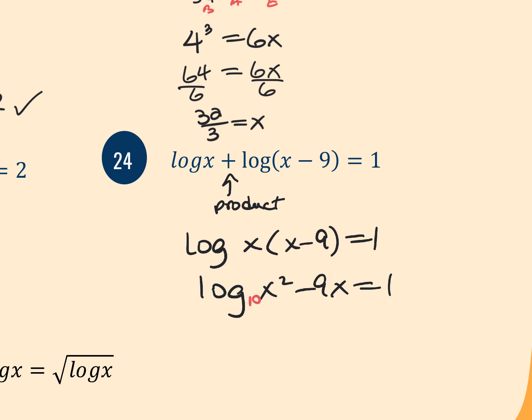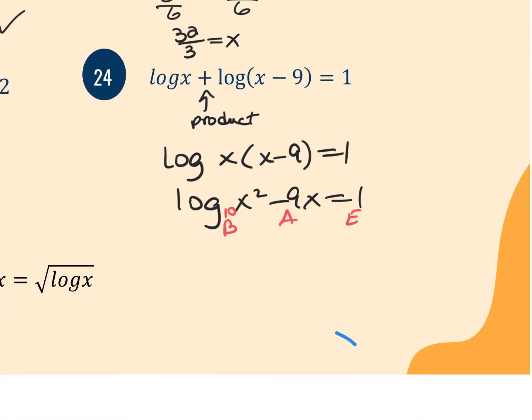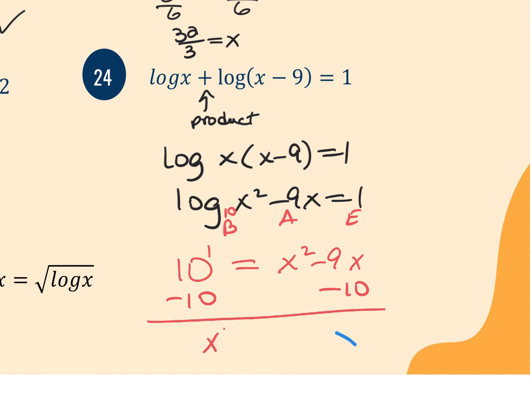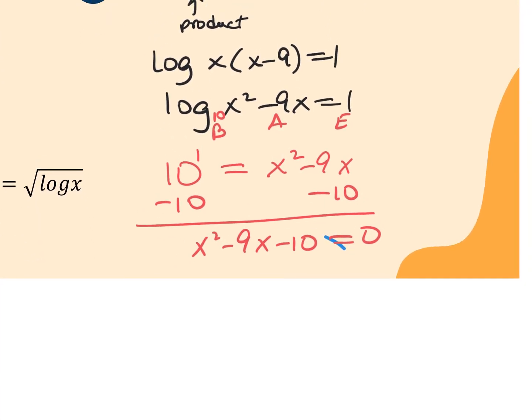So again, no little numbers, so that's a 10. So BAE. So 10 to the first equals x squared minus 9x. Now what I need to do is set it equal to 0. So subtract the 10. X squared minus 9x minus 10 equals 0. I now need to factor this. Factors of negative 10 that give me negative 9. X minus 10, x plus 1.